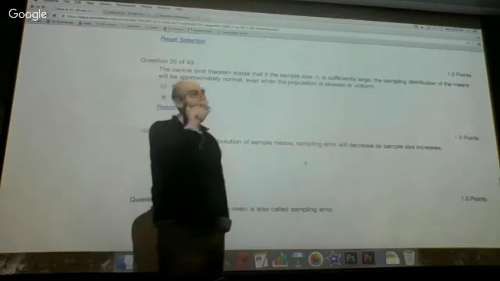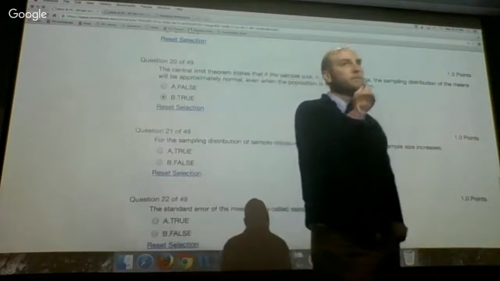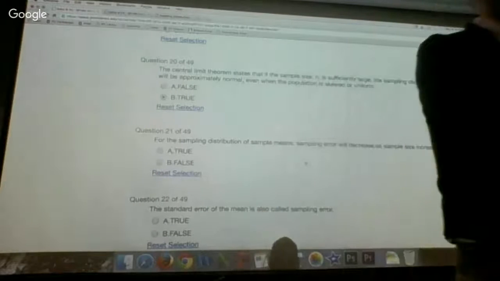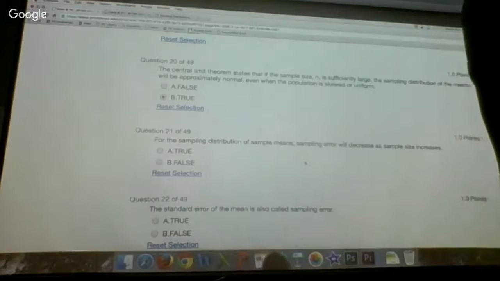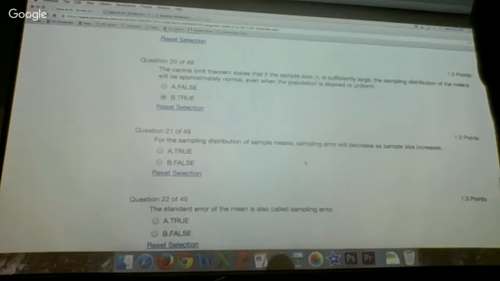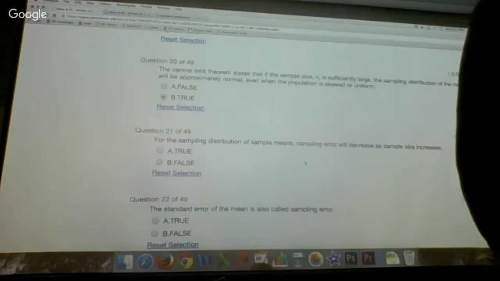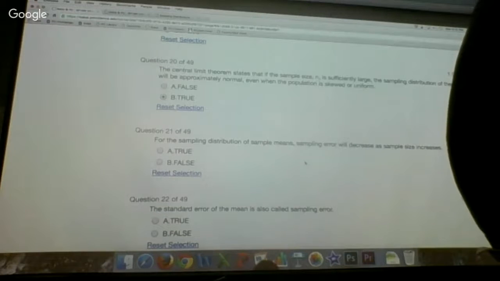21. For the sampling distribution of the sample means, sampling error will decrease as sample size increases. Sampling error, x bar minus mu. Sample size, n. What do you think here? Curry. I think it's true. Why? I think that the larger the sample size, the less error. Larger the sample size, the less error. Sampling error or standard error?